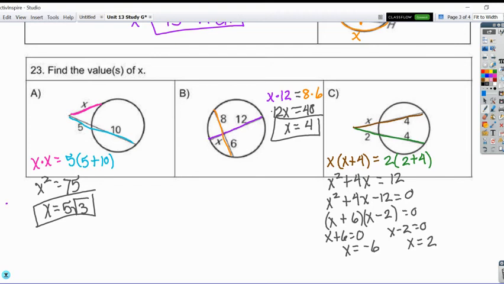One of them makes sense, one of them doesn't. Which way is it? Well, think about it as you go to plug these things in. X has to represent a segment length. You cannot have a negative segment length, so x must be equal to 2.